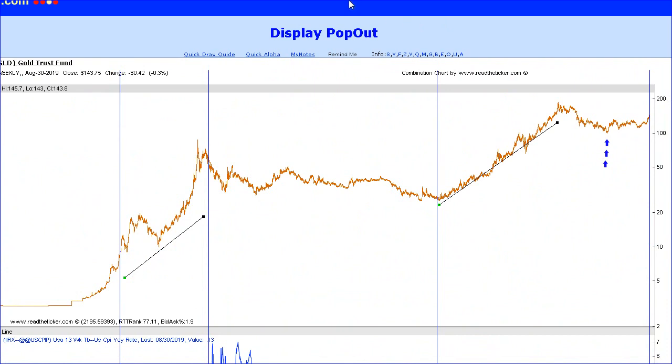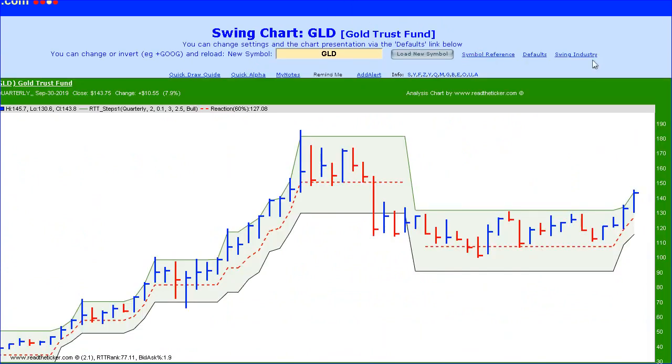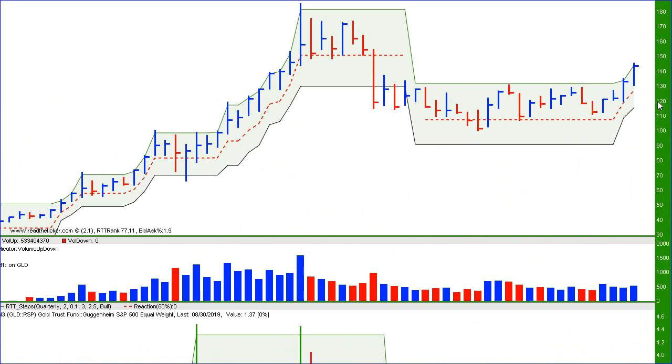Now we just have a look at the Wyckoff. Here we have GLD. We had our sudden climax, volume down there. It allowed us to form a range.